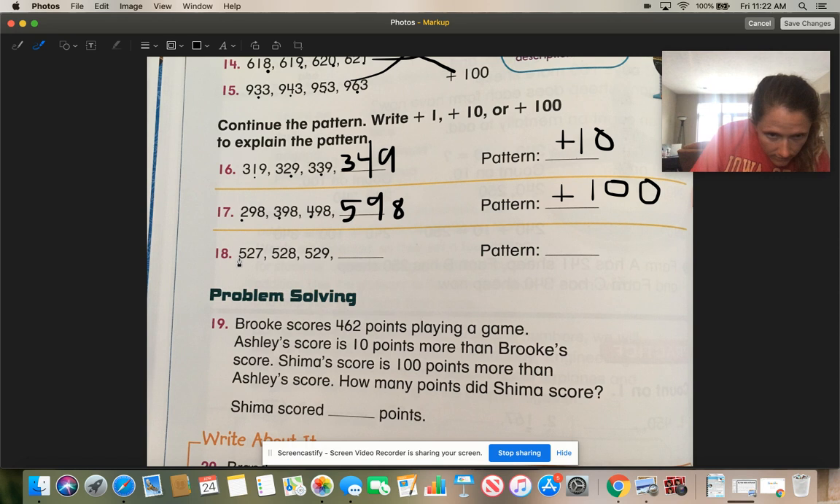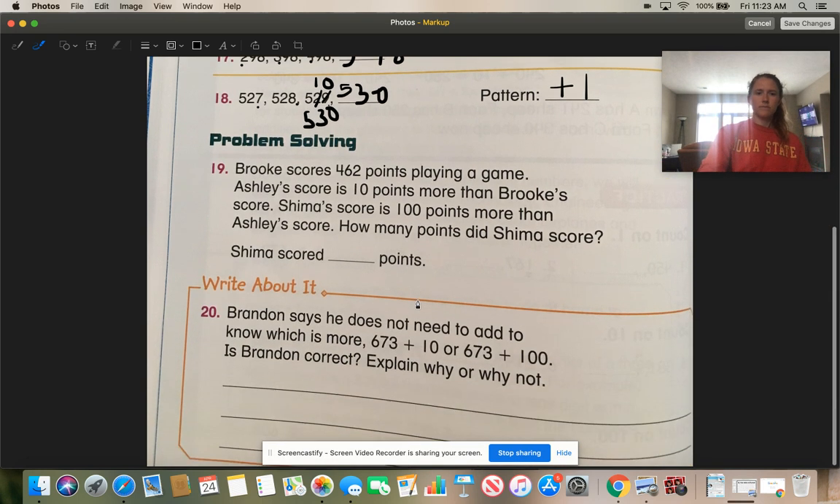And next, 527, 528, 529. What's changing is the ones place. We're adding 1. So next would be, what's 1 more than 529? Well, we add a 1 here. That becomes a 10, right? So this would be 0. And this, you add 1 up here, right? So 0 down here. We add, so it'd be 3. So it'd be 530.